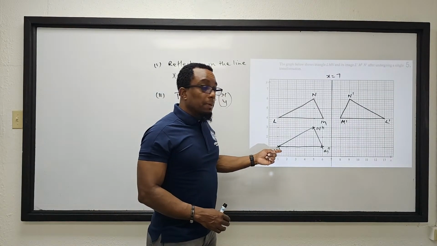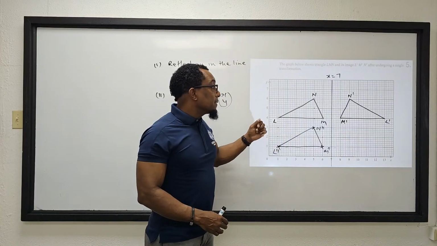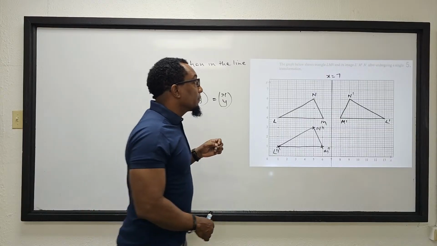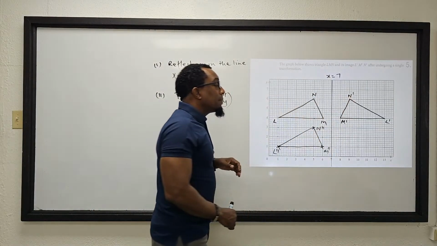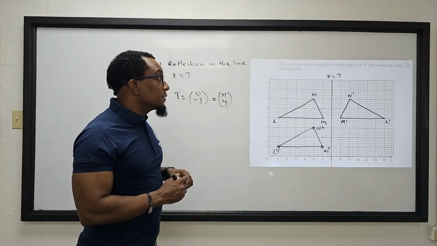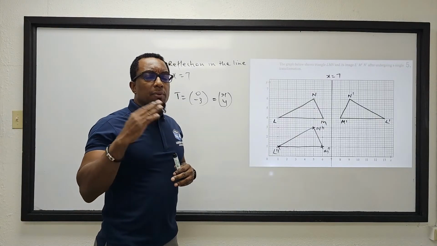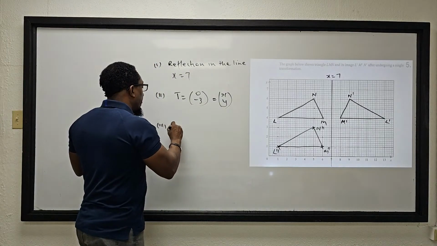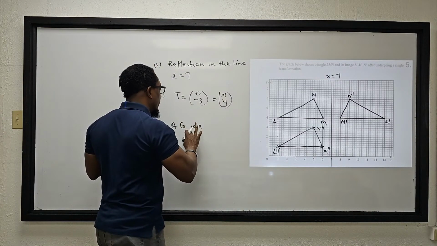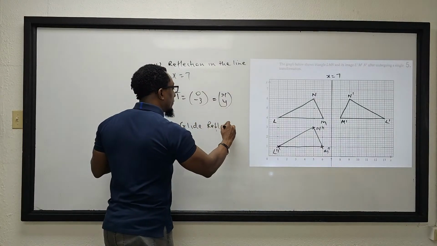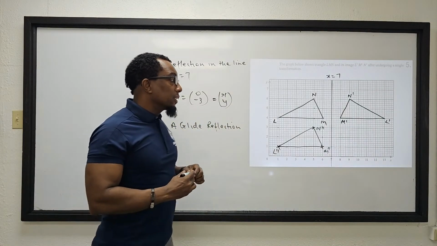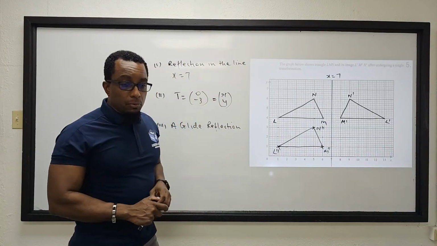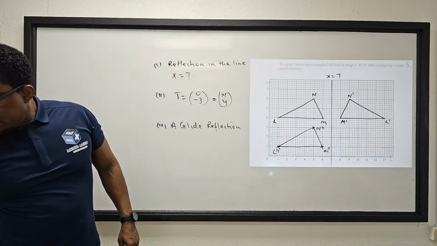So the translation here will be 0, 3. We have to move from L double prime, M double prime, N double prime to LMN. That's a translation which will be 0, 3. And of course, from LMN to L prime, M prime, N prime, that's a reflection in the line x equal to 7. So when we have a translation and reflection occurring, a combination of the two, that is known as, part 3, a glide reflection. So you have a glide reflection, showing a translation followed by a reflection, or it can be the reverse, reflection followed by translation. Alright, let's look at another.